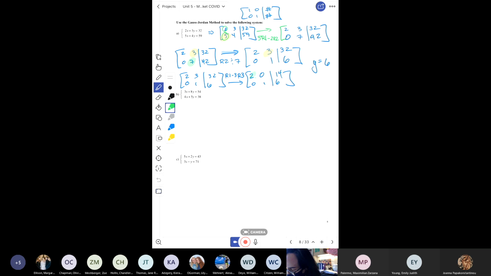Now what else do I need? I need a 1 here. How am I going to get a 1 there? What row operation am I going to perform? Row 1 divided by 2. You got to show your steps. Okay, so now I have 1, 0, 7, 0, 1, 6. So my solution is (7, 6).